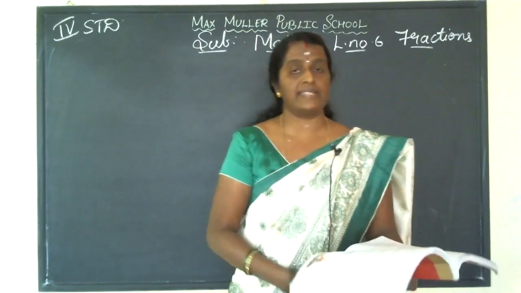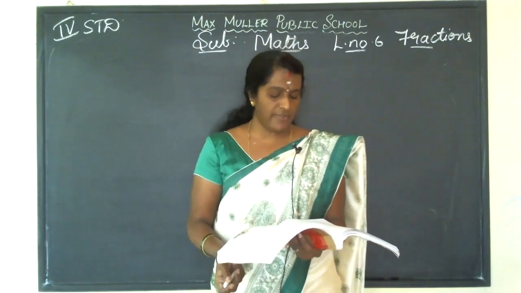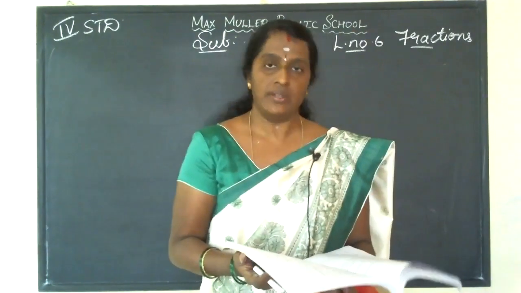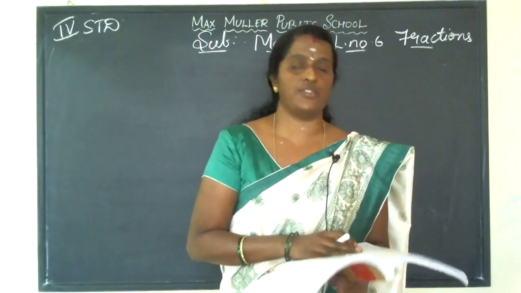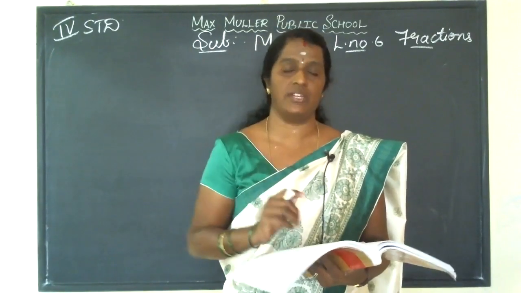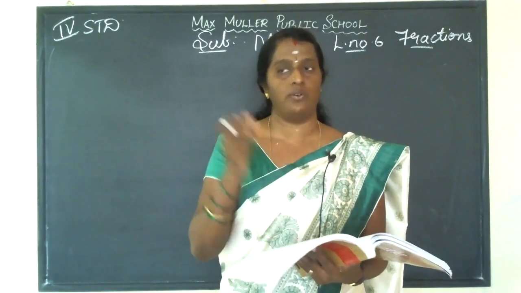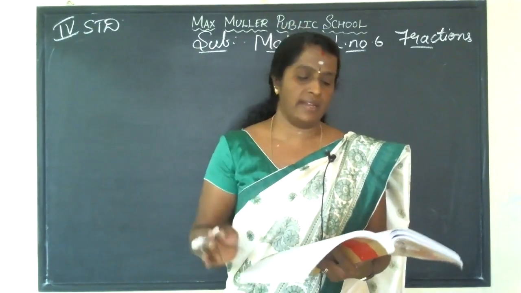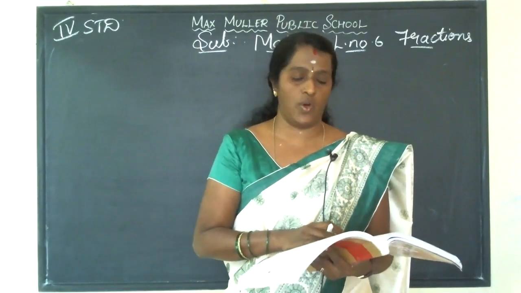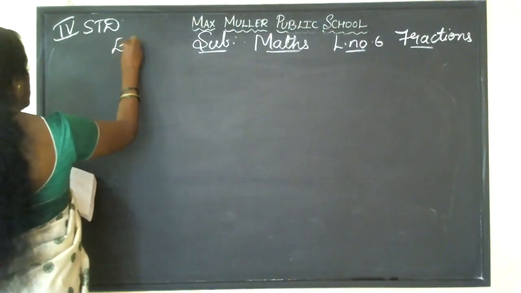I have completed the previous exercise and started exercise 4. I did the first main: write the equivalent fractions of the following. You did equivalent fractions by division. The next: reduce to the lowest terms. Lowest means we have to divide only, we can't do multiplication, because multiplying will increase the number. So you should divide. Next: check whether the following fractions are equivalent or not.